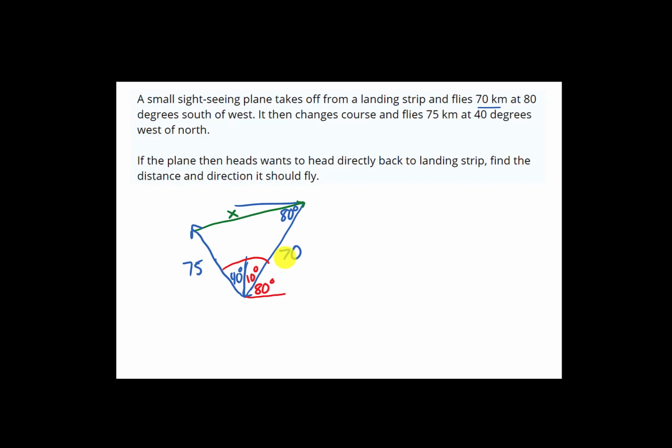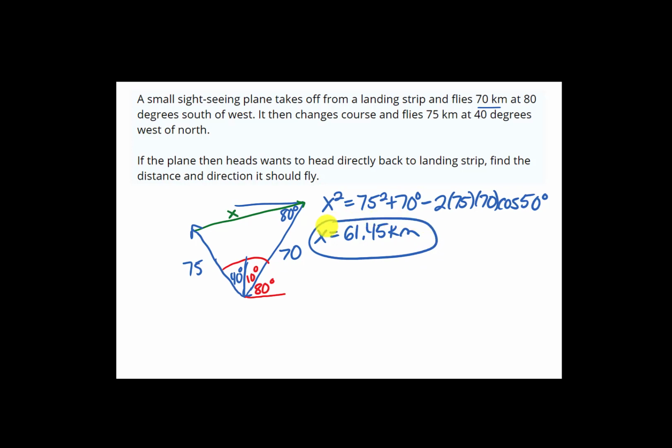So law of cosines is going to work. And so x squared is going to equal the sum of the squares of the other two sides, 75 squared plus 70 squared, minus 2 times their product, 75 times 70, times the cosine of the angle between those two vectors, which is 50 degrees. So I can put that in the calculator, get that totaled, and then take the square root of that. I'm going to go to 2 decimal places. It looks like that's 61.45 kilometers. So that is our distance to get back to the landing strip.